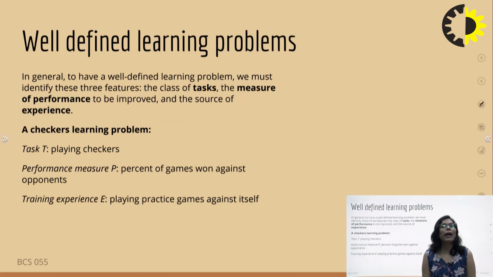Whenever we try to solve a problem, we have to define that problem. For defining the problem, these are the three aspects. First, we have to define the task: what task we want our program to learn. Second is the performance measure: how we are able to assess that it's learning. It's by checking the performance measure. So if the number of games won against an opponent has increased, the percentage of games won has increased, then we can say it has learned. And the training experience is nothing but the data. It can play practice games against itself, gather the data and improve itself.